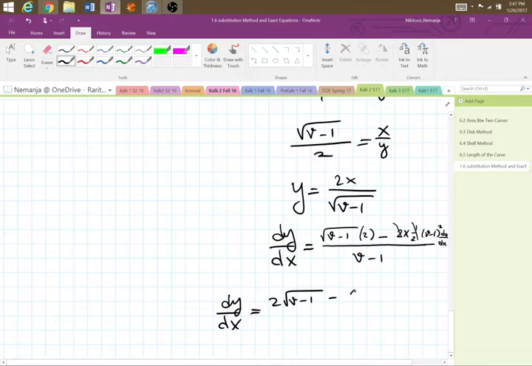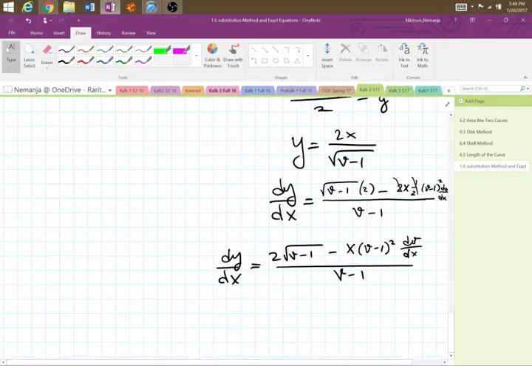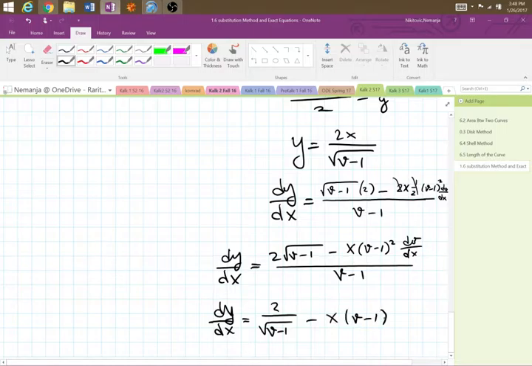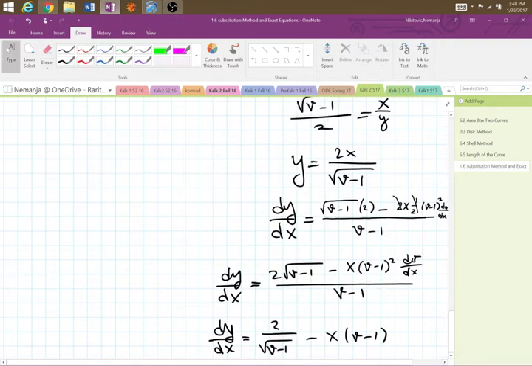x (v minus 1) squared dv/dx divided by v minus 1. So we can plug this there, right? Combine it or divide by it, whatever you want to call it. So dy/dx is equal to 2 over the square root of v minus 1, and then over here one of these will cancel, so minus x (v minus 1). Oh no, that was supposed to be 1/2 over there, right? Negative 1/2. Is that true?